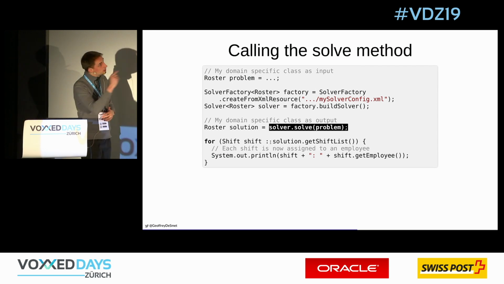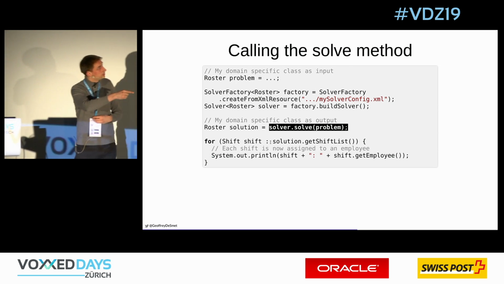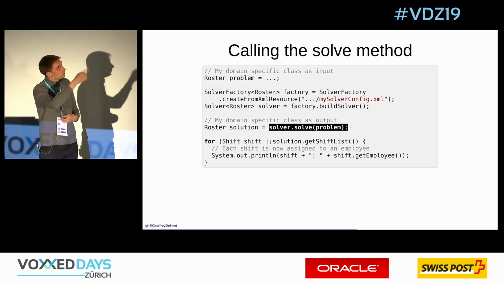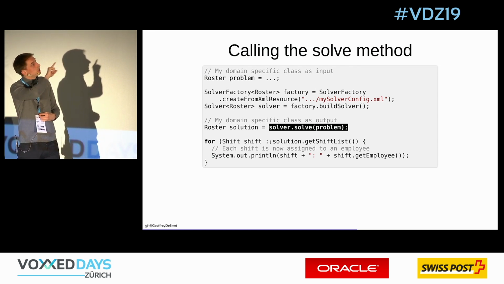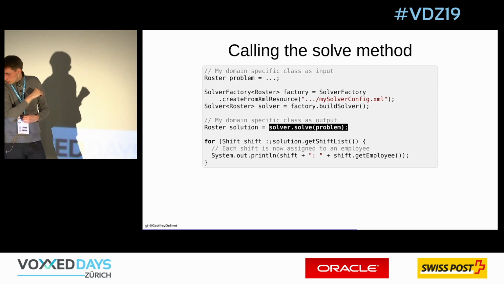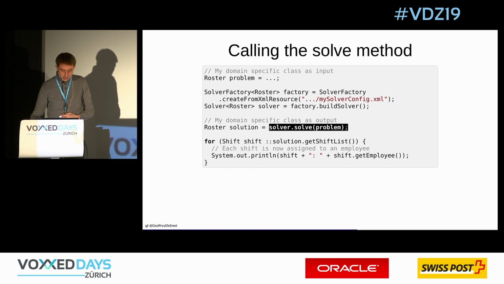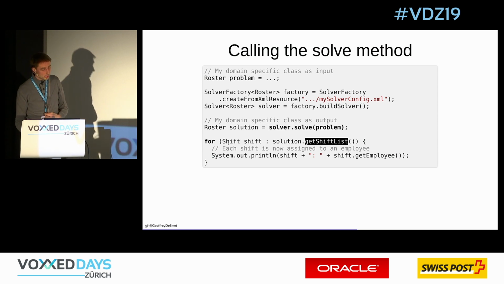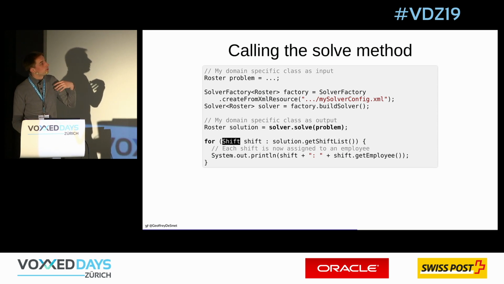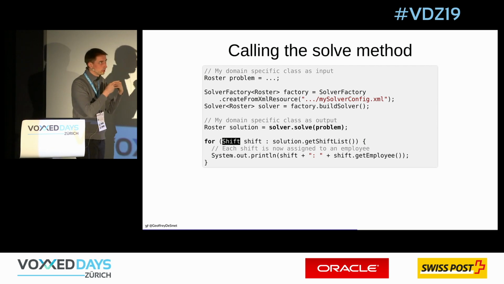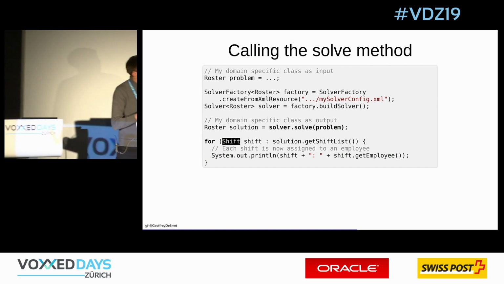So we give the problem, which is our problem, right, that we defined, to OptaPlanner. OptaPlanner solves it. We get back another instance of our problem, but then with all of the shifts assigned to employees. So you can actually see that if you then go through the shift list. So again, shift is something that the user created. That does not exist in OptaPlanner itself.